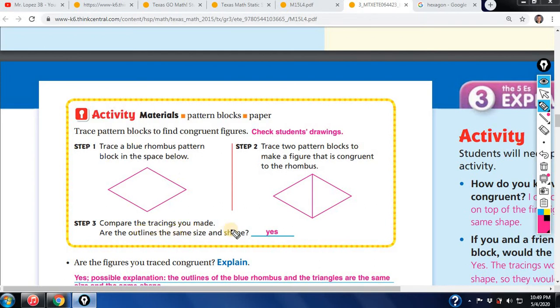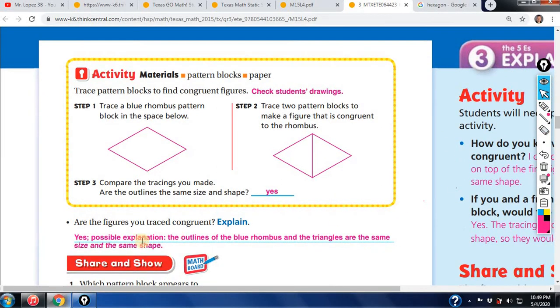So compare the tracings you made. Are the outlines the same size and shape? Yes, because the shape that I did here that says it's supposed to be in blue, and the triangles here are the same size and shape, so they are congruent. So we're looking at you being able to use your vocabulary here. Are the figures you traced congruent? Yes. The outlines of the blue rhombus, which is this one here, and the triangles are the same size and the same shape. So if you put this one on top of this one here, you'll still have the same size and the same shape.